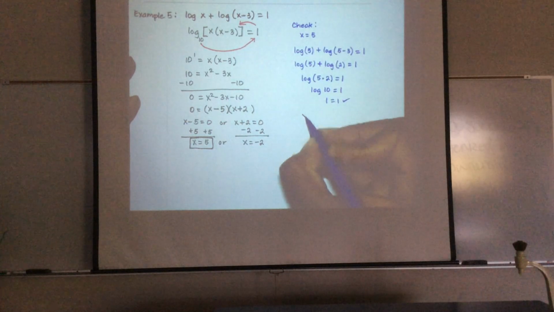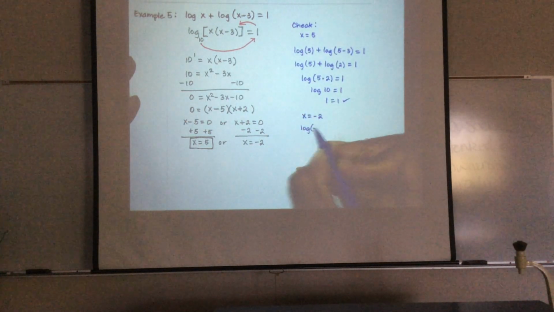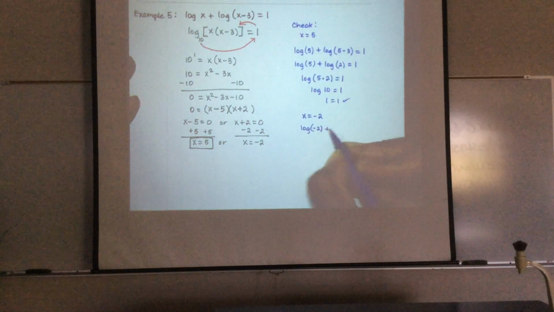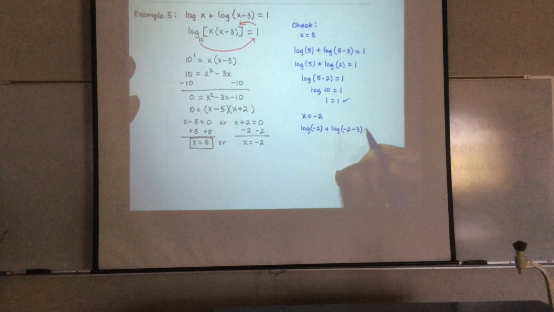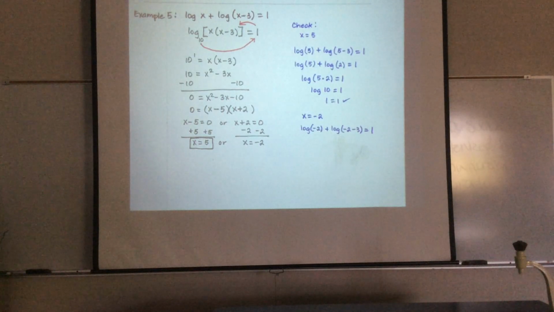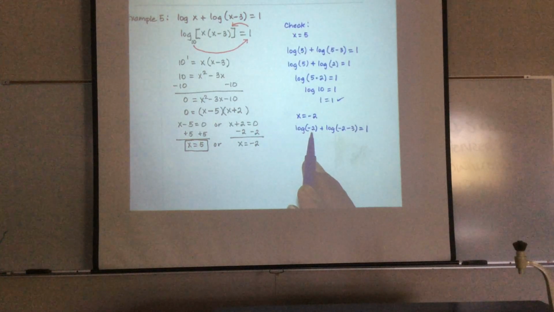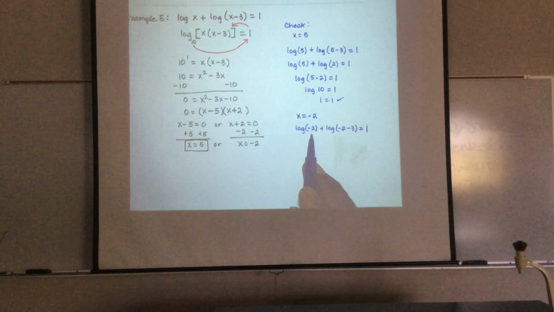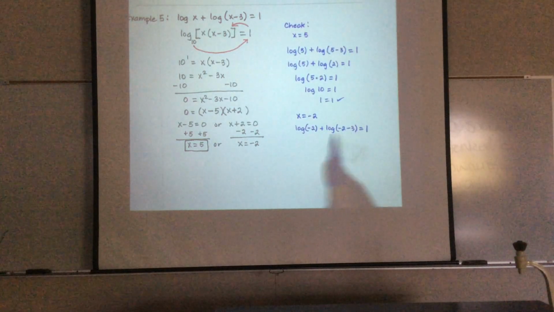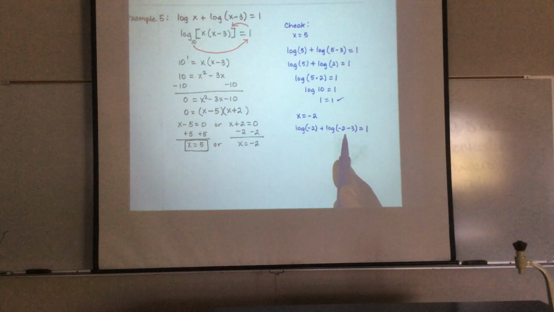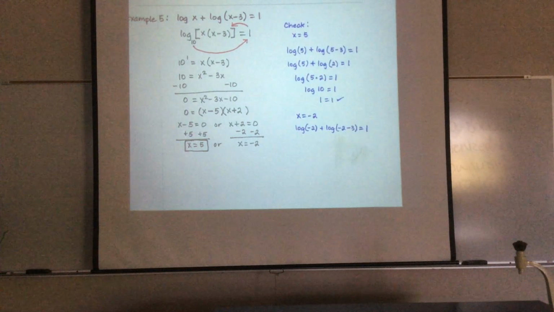Now for x equals negative 2. Watch what happens when I replace the x with negative 2 in the original equation. I'm going to have problems here because already I can't take the log of a negative number. I can't take the log of negative 2. And if I do negative 2 minus 3, I'm going to get negative 5. I can't take the log of negative 5. It's not going to be true when I take the log of a negative number.